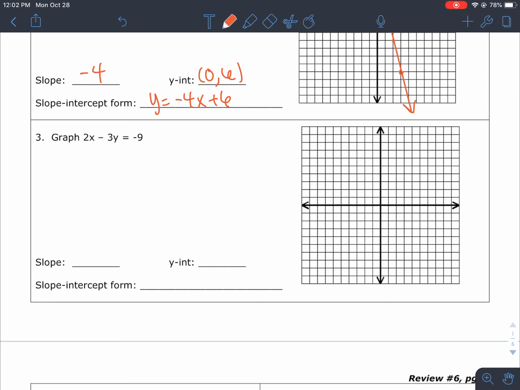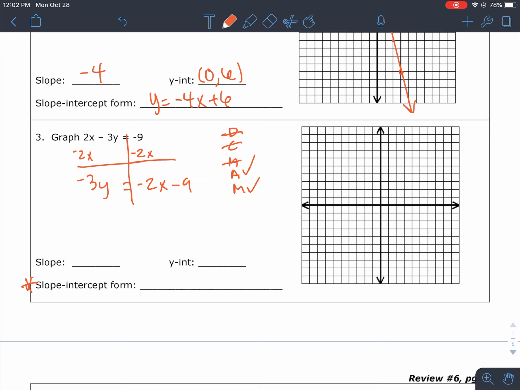Number 3, graph 2x minus 3y equals -9. So I could do this two ways. We could graph using the intercepts, but I'm going to go ahead and solve for y and get it in slope-intercept form because that's what I have to have. I don't need to distribute, combine like terms, or move variables, but I do need to subtract 2x from both sides. And I'm left with -3y equals -2x minus 9.